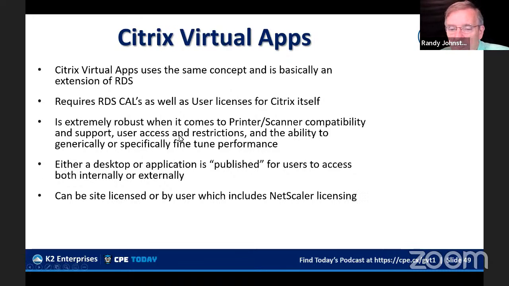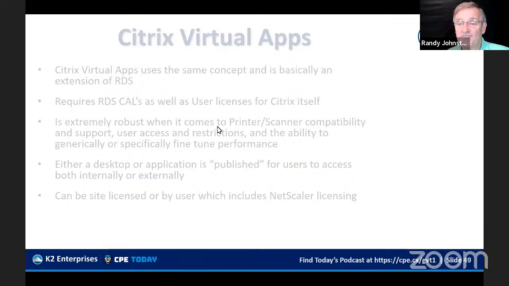All right. Well, with Citrix, it's very robust. You have to get RDS CALs, client access licenses, as well as user licenses for Citrix itself. You also will discover it's extremely robust when it comes to printer scanner compatibility and support. And the desktop or application is published for users to access internally or externally. Now, Citrix can be site licensed or by users, which includes a load balancing product called NetScaler.